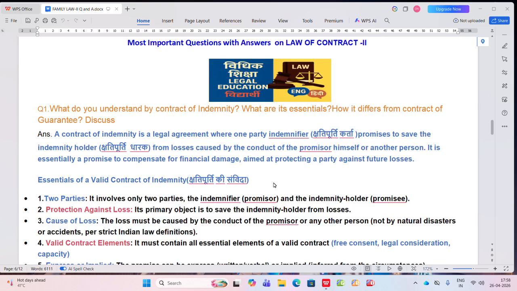So let us start. Question number 1. What do you understand by contract of indemnity? What are its essentials and how does it differ from contract of guarantee? Discuss. This is the full question of 18 marks or 20 marks. Now you have to write all the parts in a compact form, and here I am discussing.